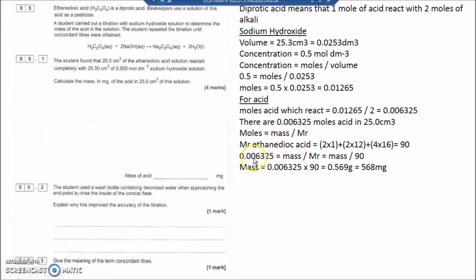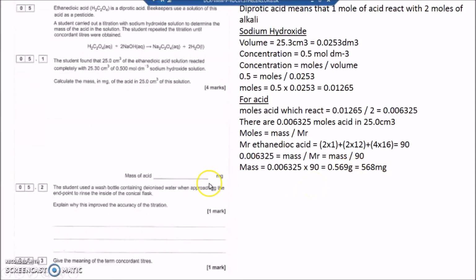So number of moles, 0.006325 in this 25 centimeters cubed solution, equals the mass of the acid in there divided by its MR. So the mass equals 0.006325 multiplied by the MR 90, 0.569 grams in that 25 centimeters cubed. It wants it in milligrams. How do I convert a big unit like a gram down into a smaller unit like a milligram? Multiply by 1,000 to go that way. So multiply by 1,000 equals 569.